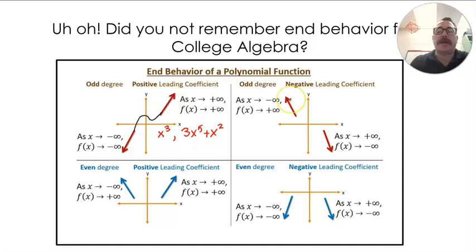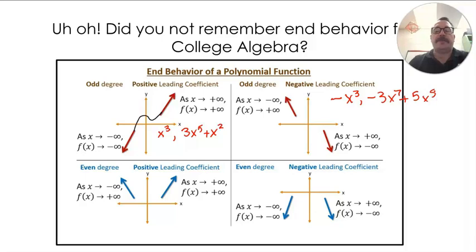And then for an odd degree polynomial with a negative leading coefficient, it's flipped. So some graphs that would have this property would be negative x cubed, and then maybe like negative 3x to the 7th plus 5x to the 5th.